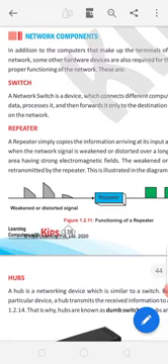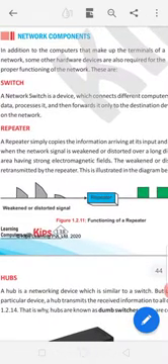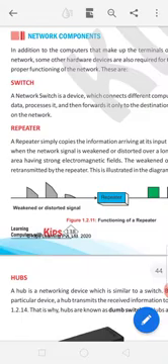Network components are some devices that are required to create networking. They work on the functioning of the network. Some other hardware devices are also required for the proper functioning of the network. These are, first, switch.